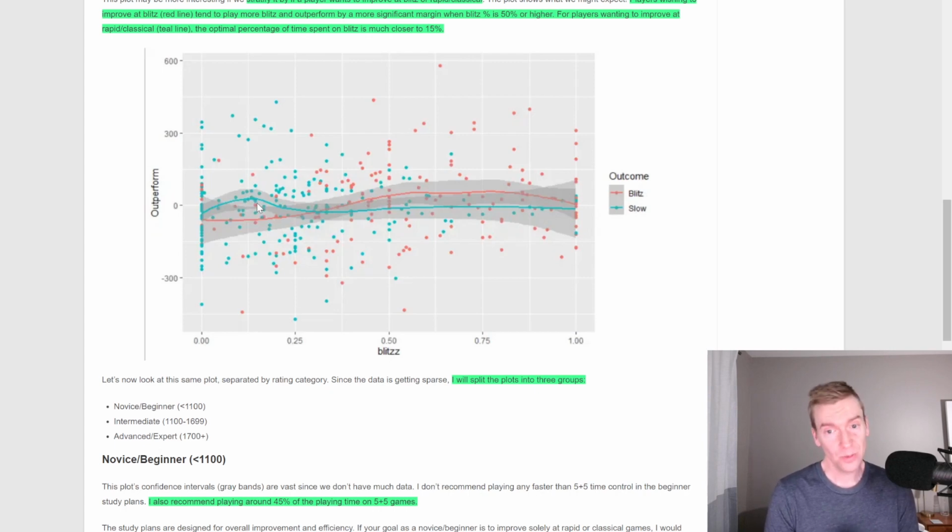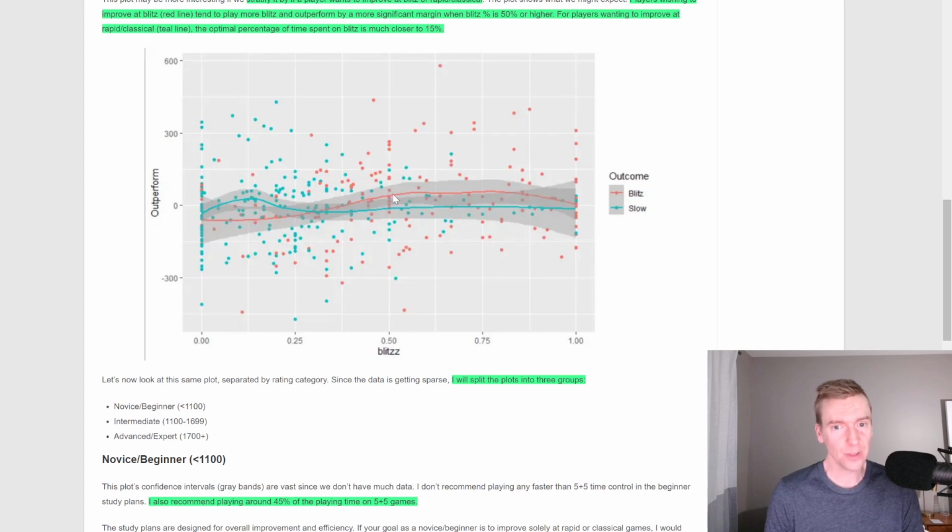Now, I think it's more interesting to look at the Blitz line. If your goal is to improve on Blitz, it's very important to put a lot of time into Blitz. And that makes sense too. If you're spending only 10 or 15% of your time on Blitz, you're probably underperforming what you could be by 50, 60 rating points a year. That's a lot. But you can outperform if you spend maybe 50% of your time or more on Blitz.